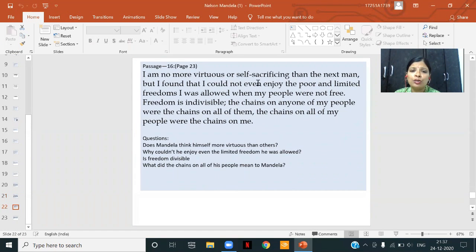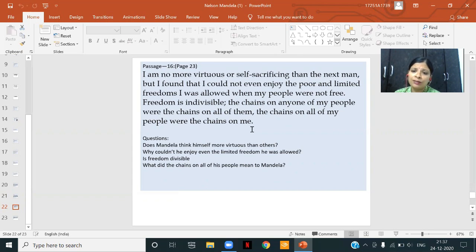I am no more virtuous or self sacrificing than the next man, but I found that I could not even enjoy the poor and limited freedoms I was allowed when my people were not free. Freedom is indivisible. The chains on any one of my people were the chains on all of them. The chains on all of my people were the chains on me.